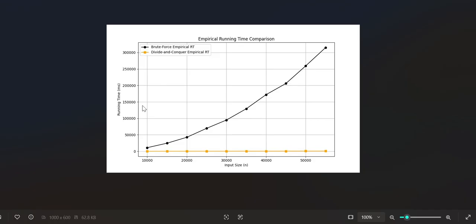We can observe that as the input size increases, the brute force running time grows very quickly, whereas the divide and conquer grows much slower, showing that it is more scalable for large inputs. So in short, we can say that divide and conquer is much more efficient than brute force as input size increases. Thank you so much. So this is what we learned from this project.